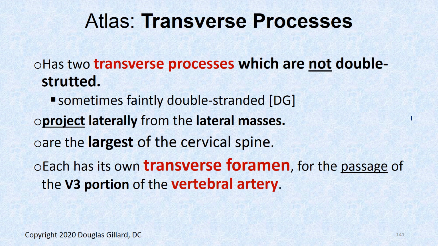Transverse processes of atlas is where we left off. Remember, atlas has 2 transverse processes, just like everything else. They're not really double-strutted. Sometimes they're faintly double-strutted enough to have an anterior and posterior tubercle. They do project from the lateral masses of atlas. Remember, atlas has no body, right? It's made up of 4 structures, really.